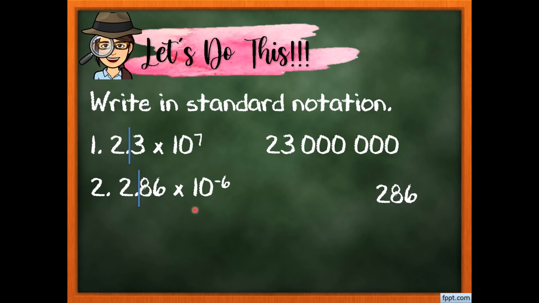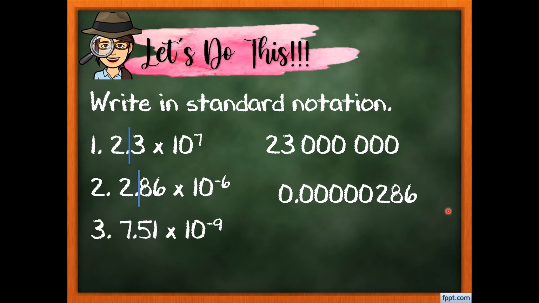Copy 286, then add. So, 1 na to, 1. So, how many zeros pa? 6 daw. So, we need to add more, 5 more zeros. So, 1, 2, 3, 4, 5. So, we put 0 on the left of the decimal point to indicate the place value of 1. So, 0.000000286.